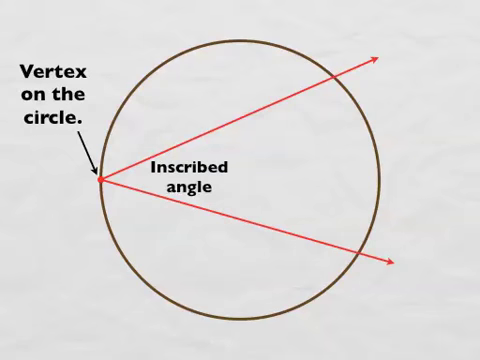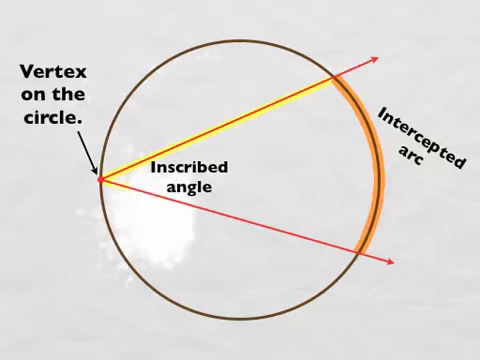If you look on the interior of the inscribed angle, at the points inside on the circle, that would be the intercepted arc. And then these two segments of the sides of the angle would be chords of the circle.